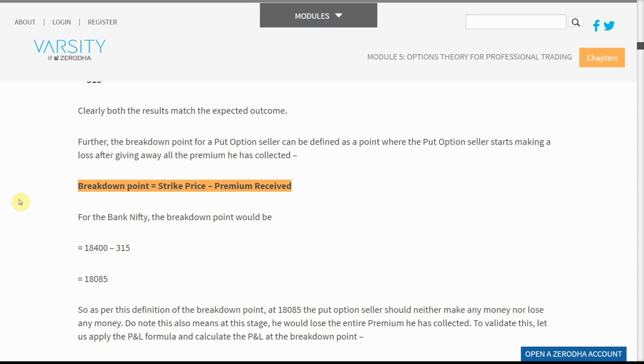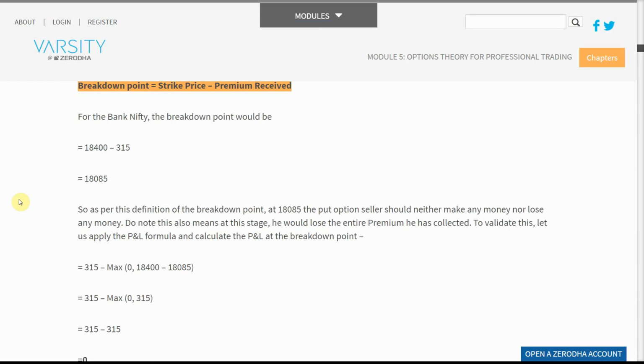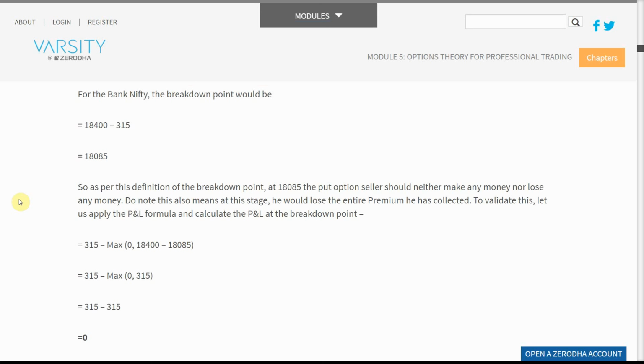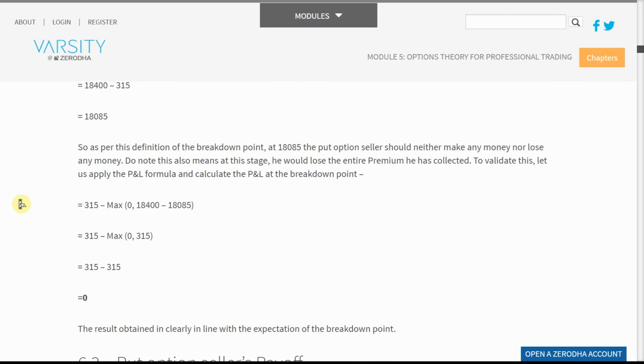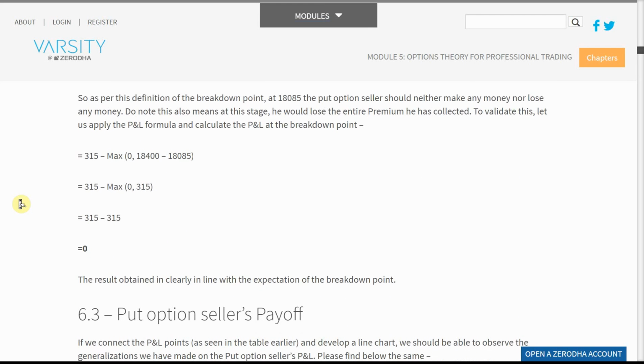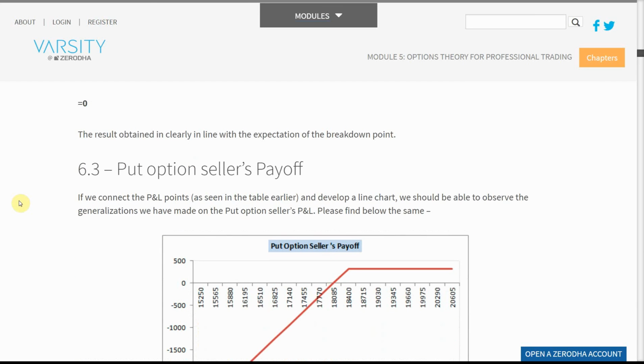So as per this definition of the breakdown point, at 18,085 the put option seller should neither make any money nor lose any money. Do note this also means at this stage, he would lose the entire premium he has collected. To validate this, let us apply the P&L formula and calculate the P&L at the breakdown point. Equals 315 plus max of 0, 18400 minus 18085. Equals 315 plus max of 0, 315. Equals 315 minus 315. Equals 0. The result obtained is clearly in line with the expectation of the breakdown point.